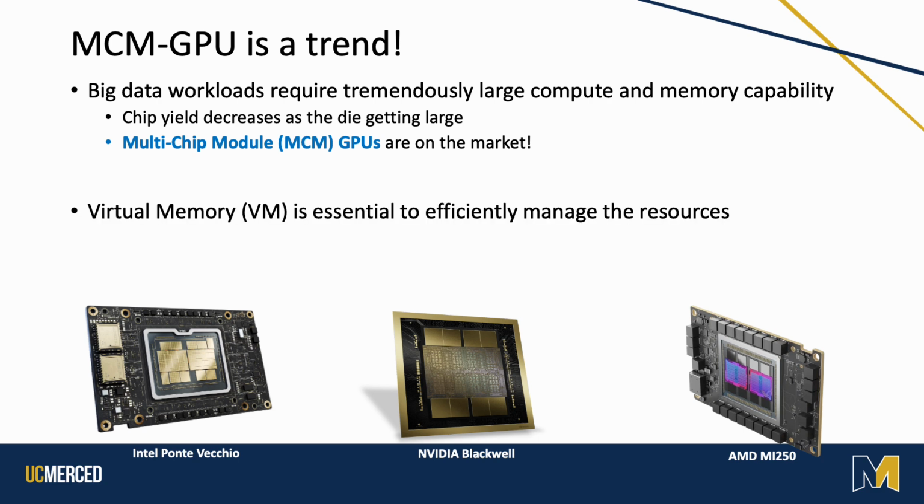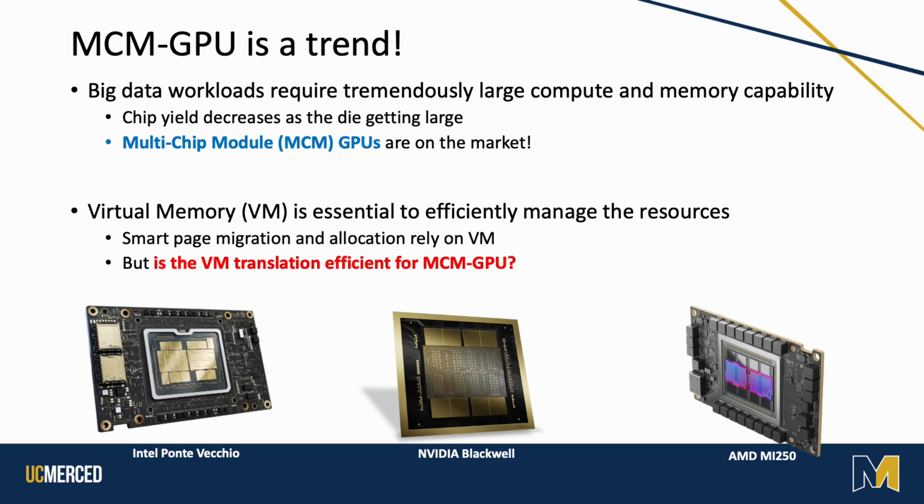However, it is quite challenging to manage those ever larger resources provided by MCM. Mechanisms like smart page migration and allocation are intensively studied, and such techniques heavily rely on virtual memory. But is the traditional virtual memory efficient enough for such a novel MCM GPU architecture?